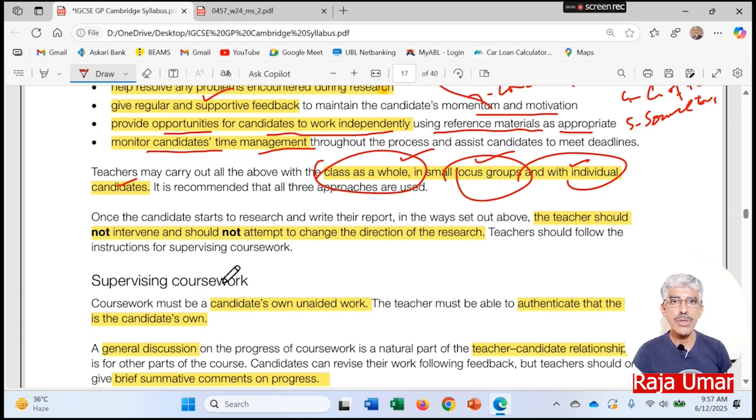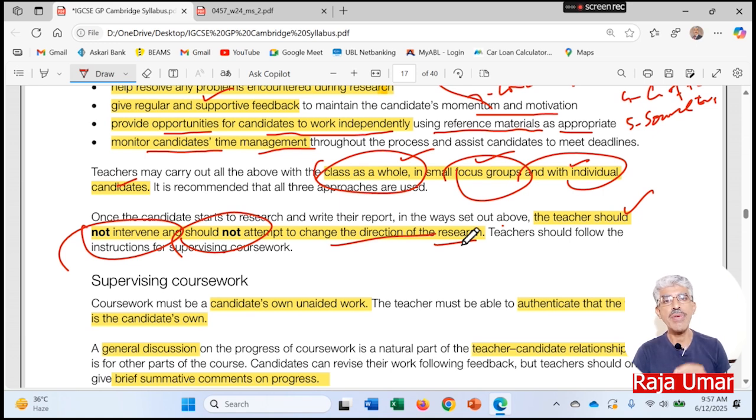So now coming to a very important point. Once candidates start to research and write their report in the ways set out above, I mean, after getting all the guidelines, the teachers should not intervene and should not attempt to change the direction of the research of the students. So it is purely the students' work. Whatever they are doing, that will be submitted to Cambridge without correcting it, without changing it, without changing the direction of the research or changing the topics or the questions. That cannot be and should not be done by the teacher.